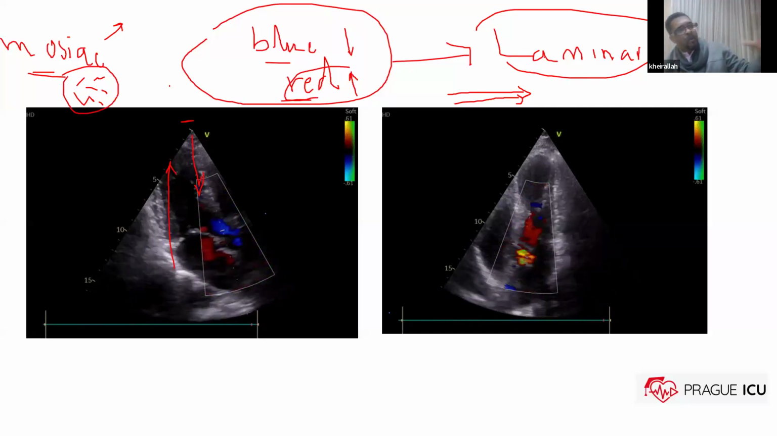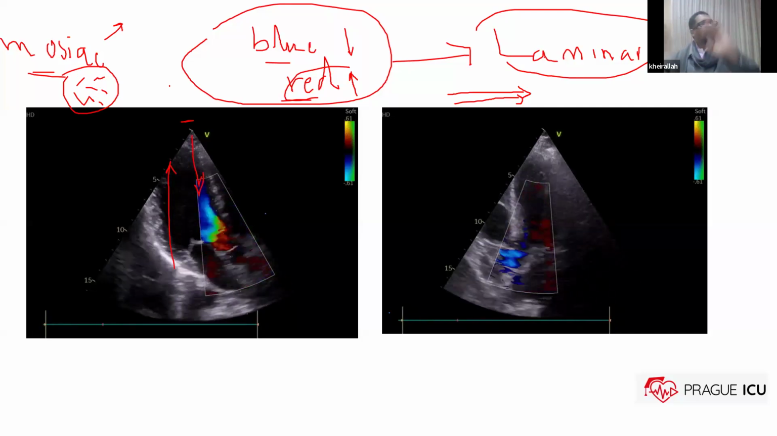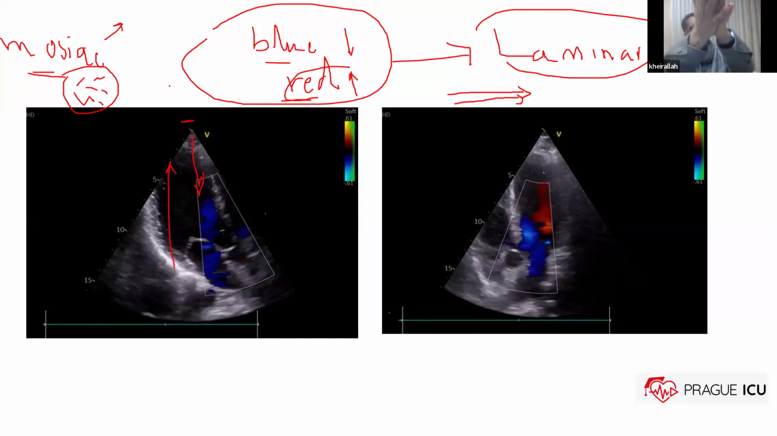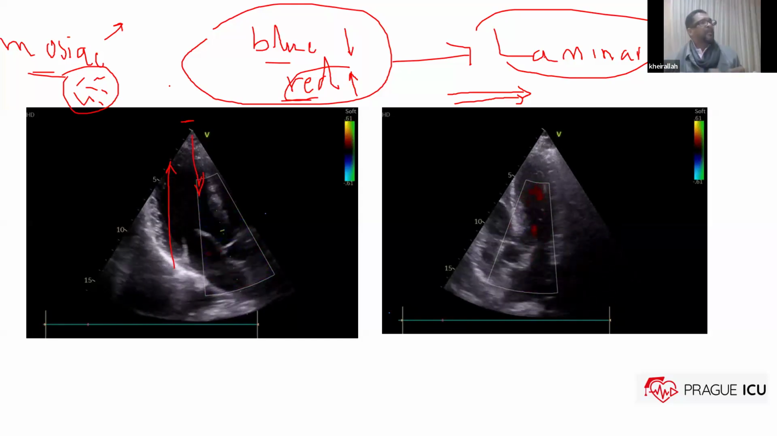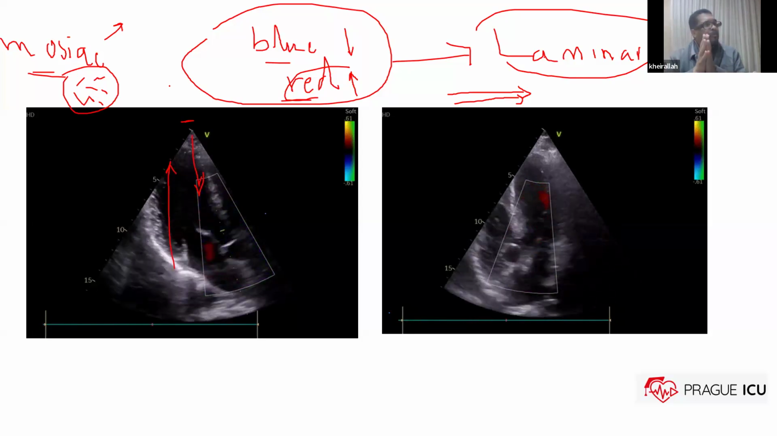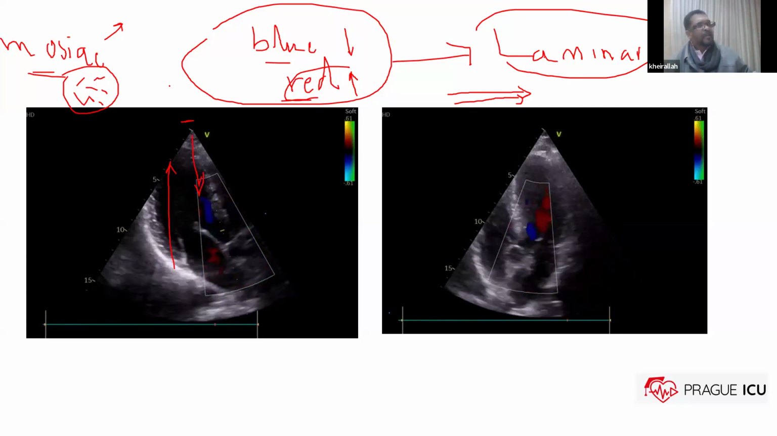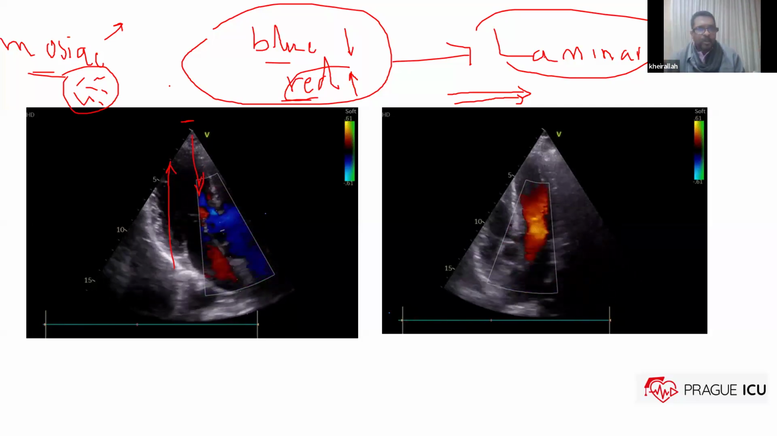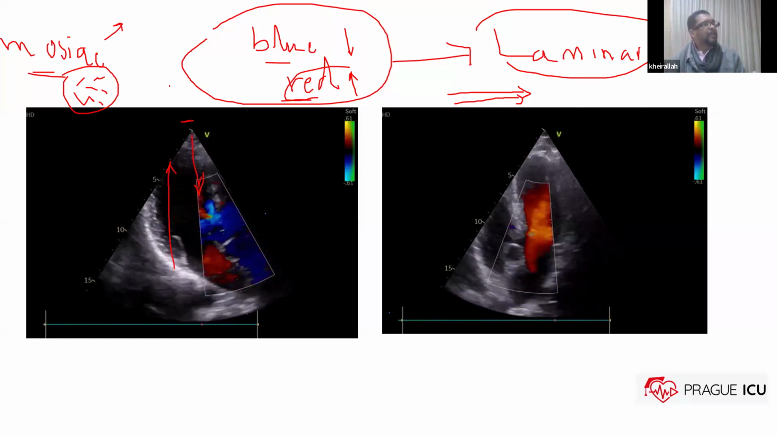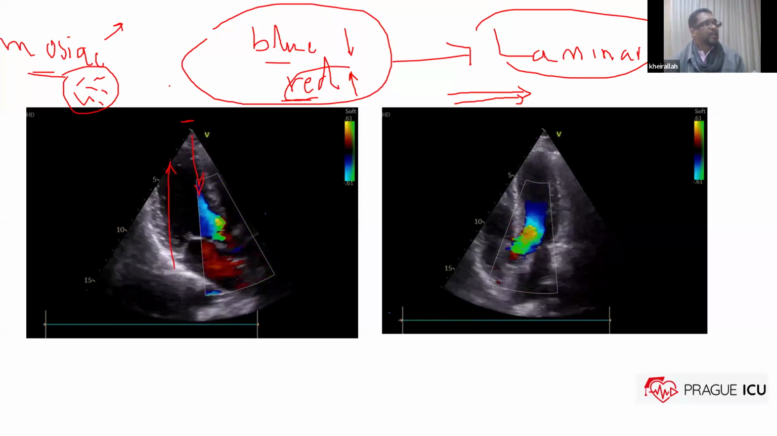It means the flow of the blood is met by obstruction or by any abnormality that disrupts the laminarity, so it is moving in different directions. So whenever you see a mosaic flow, which is the mix of blue and red, it means you have to pause, scroll slowly and see where the problem is, because in most cases the mosaic flow is pathological.